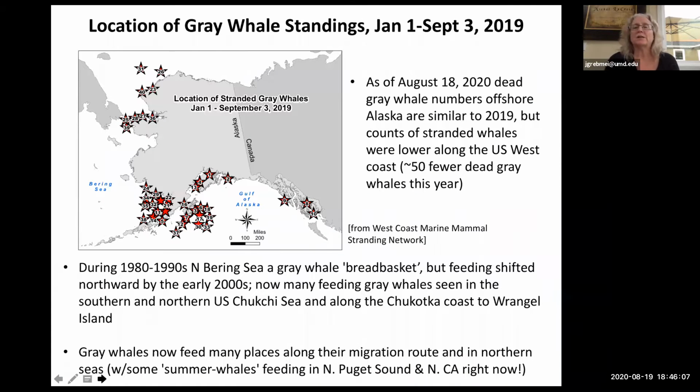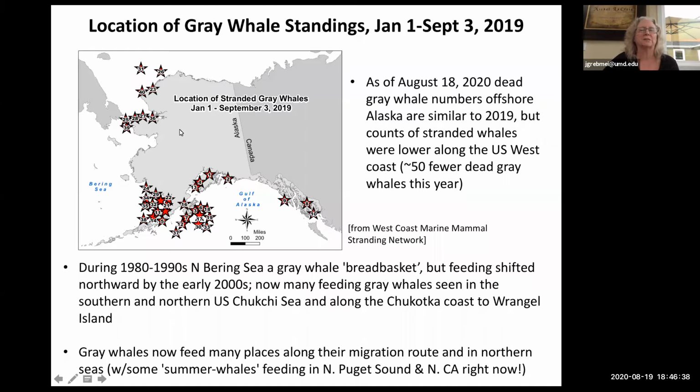So as of August 18th, which was yesterday, Sue provided this to me today: the dead gray whale numbers offshore of Alaska are similar to 2019, which was what drove the unusual mortality event designation. But the number of stranded whales is about 50 lower than last year. What is important to know is that during the 80s and 90s, this was actually their bread basket.